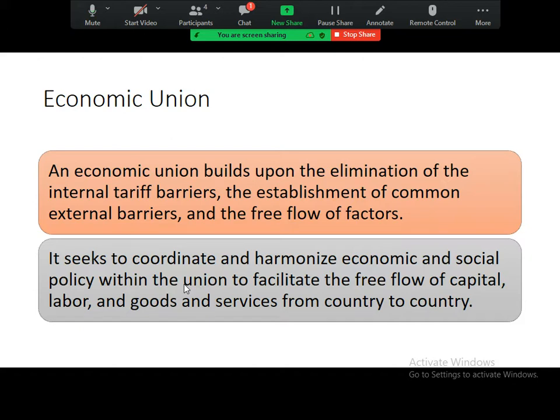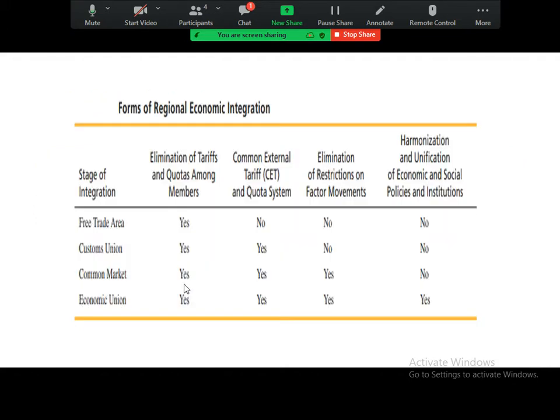Now, next I will show you a table and figure that compare the various forms of regional economic union. So these are the forms of regional economic unions. On stages of integration, we have seen the free trade area, then customs union, then common market, and lastly the most developed stage of integration, that is economic union.